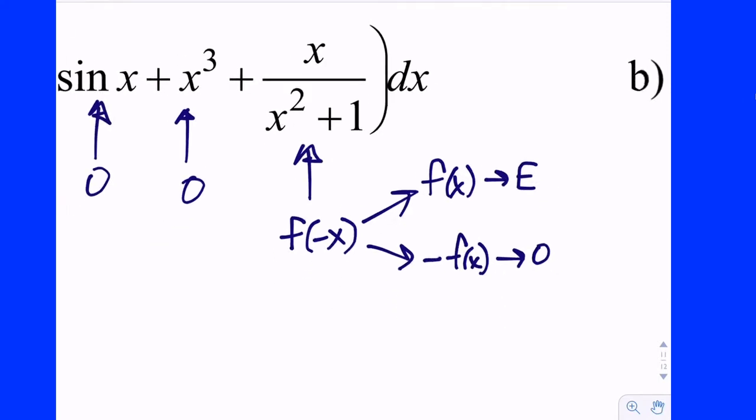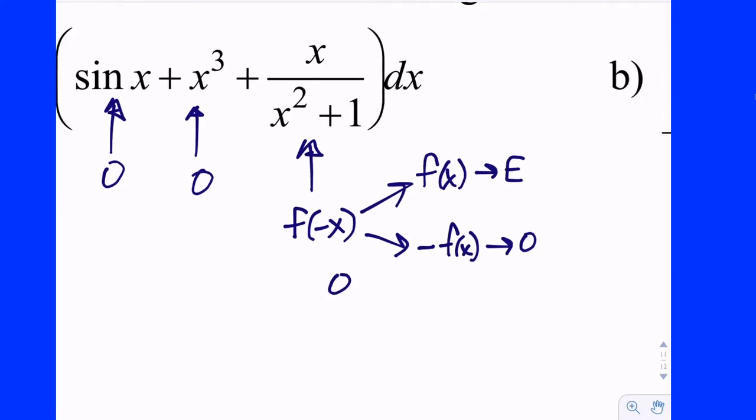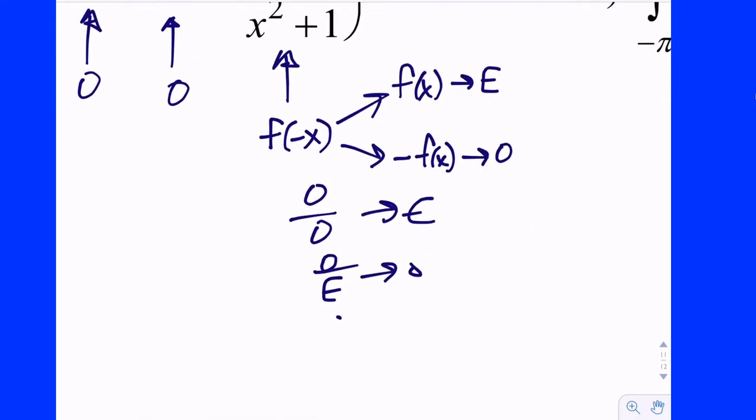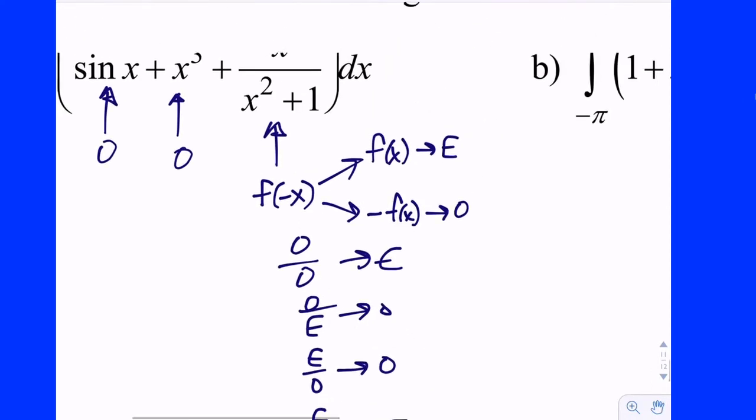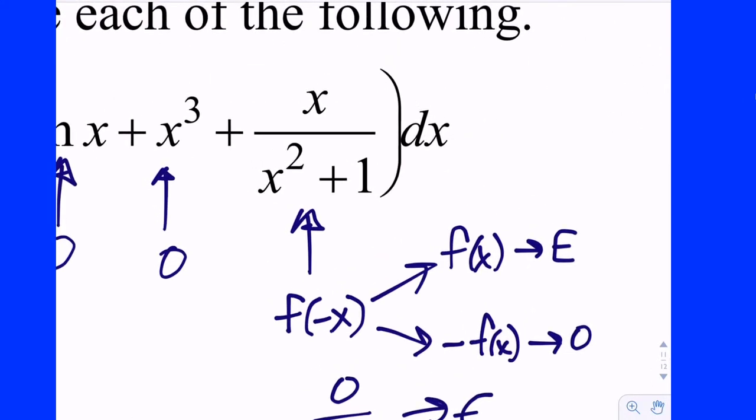We also had this. An odd acts like a negative number. So an odd over an odd is an even. An odd over an even is an odd. An even over an odd is an odd. And of course, an even over an even is an even. They act like negative numbers. So you could do this by that.